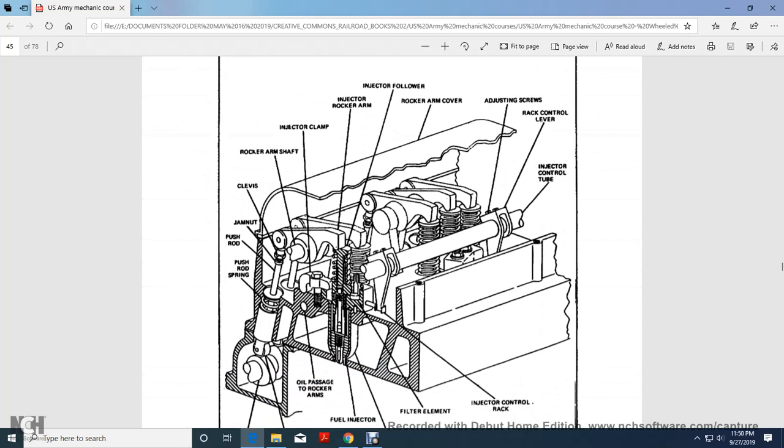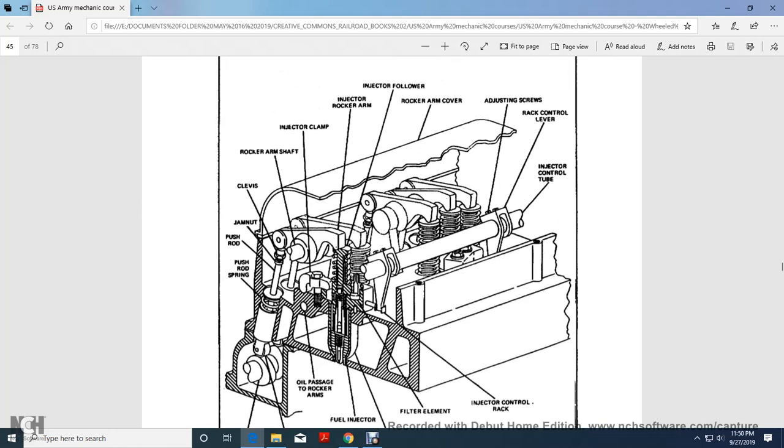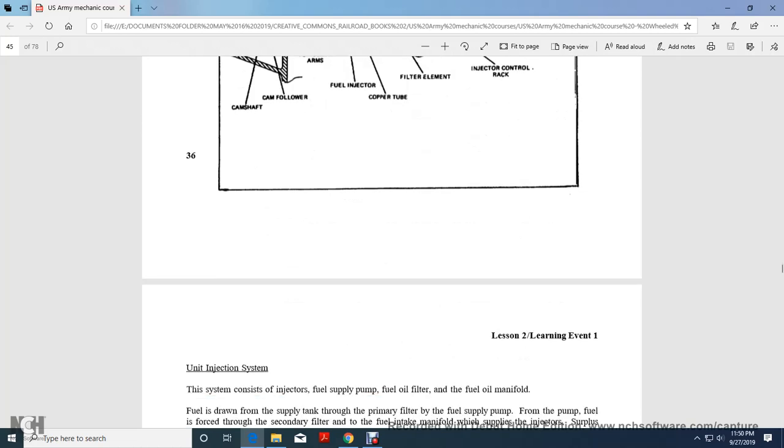Figure 14, unit injection system. This shows the camshaft, follower, oil pump racks, push rod, jam nut, clevis, rocker arm shaft, injection clamp, injection rocker arm, injection follower, rocker arm cover, adjusting screws, rack lever control, fuel injection control tube lever, injector control rack, filter element, copper tube, fuel injector, oil passage, and rocker arms.